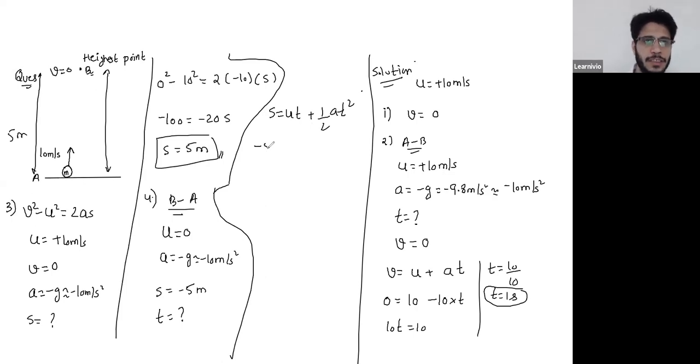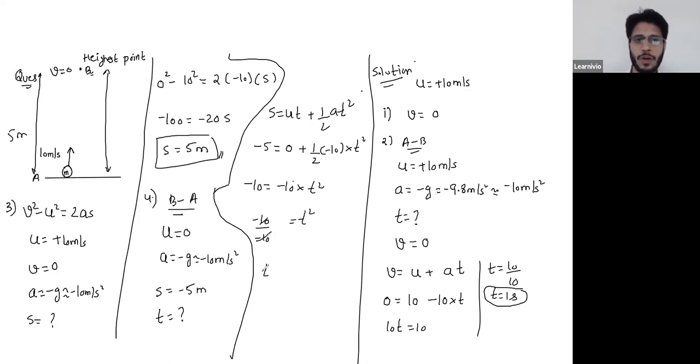So your S is minus 5, your initial velocity is 0, plus half, your acceleration is minus 10, into t square. So minus 5 is minus 5 into t square. So t square would be minus 5 by minus 5, if I cancel them, and t square comes out to be 1. If you take root, it's 1 second. So this body will take 1 second to strike the ground from the highest point.